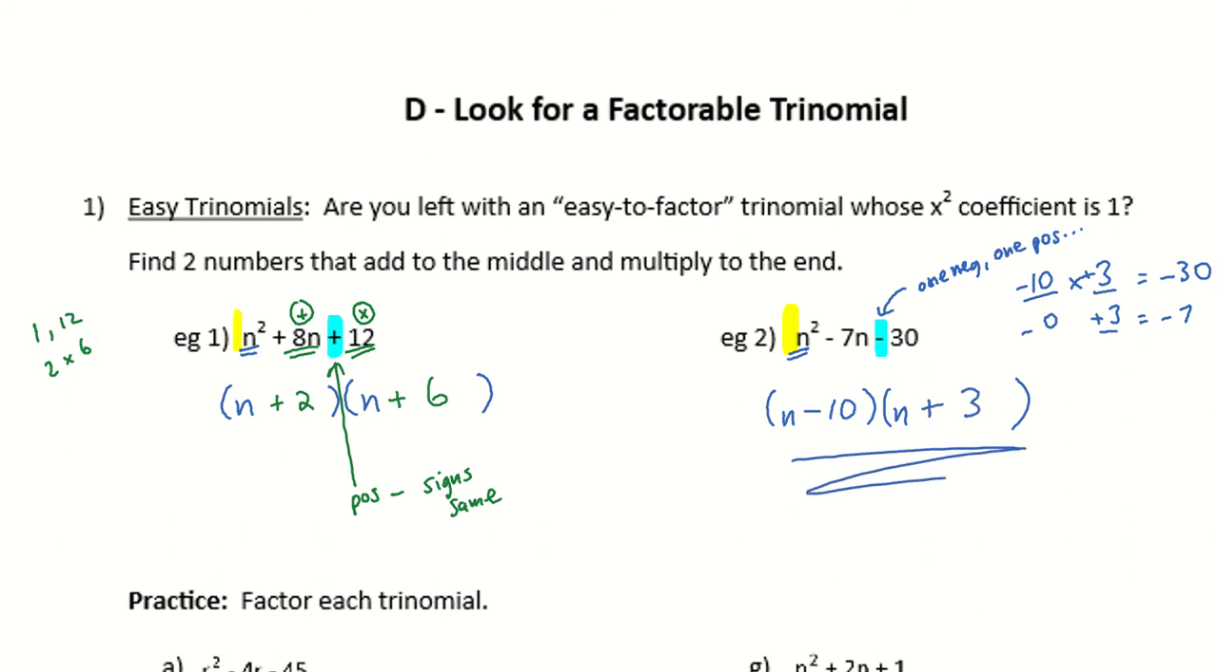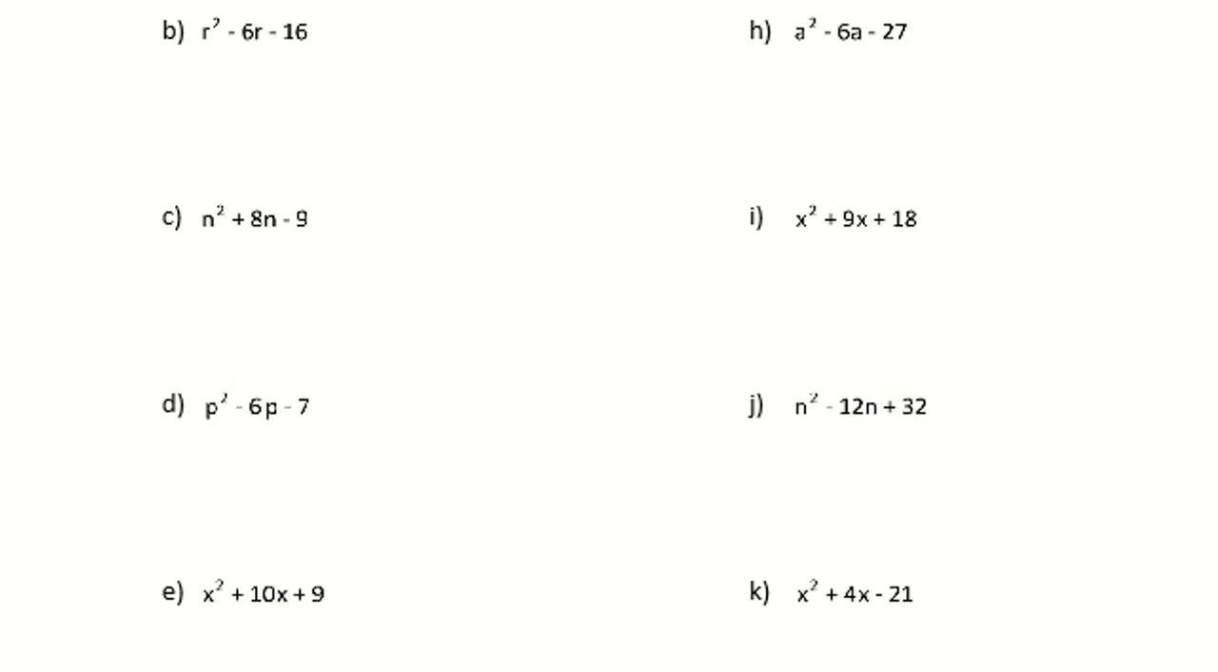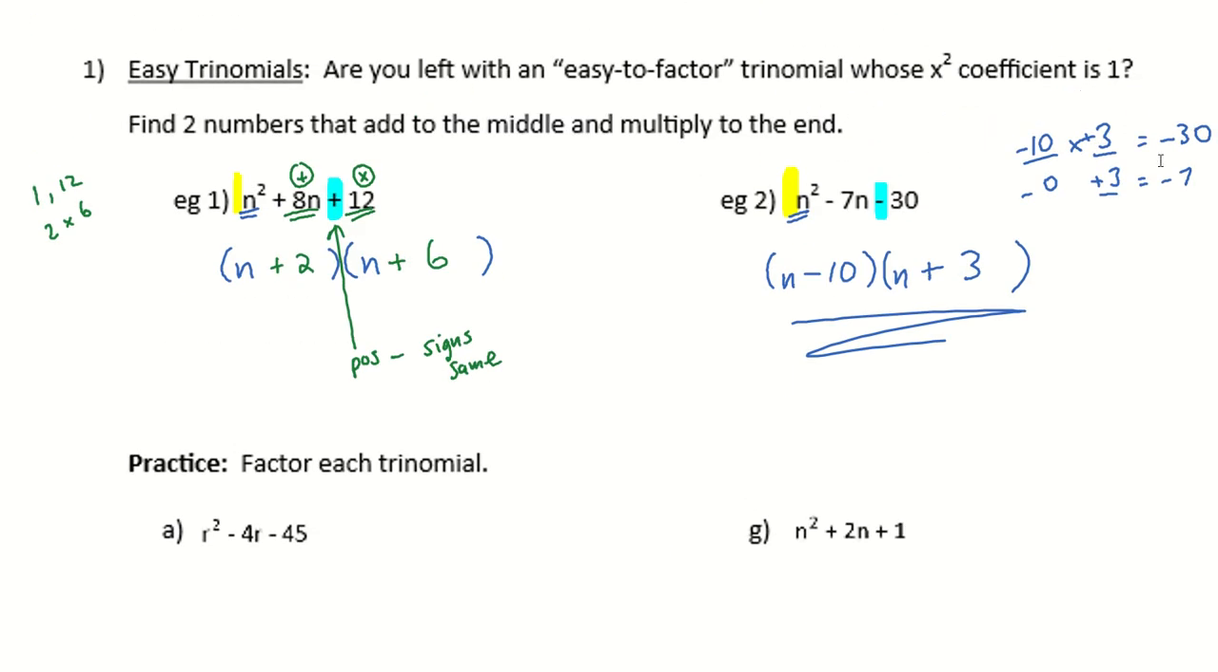All right, so it's just a matter of going through and figuring those things out. My mouse has got a mind of its own there. All right, so that's the basic idea.